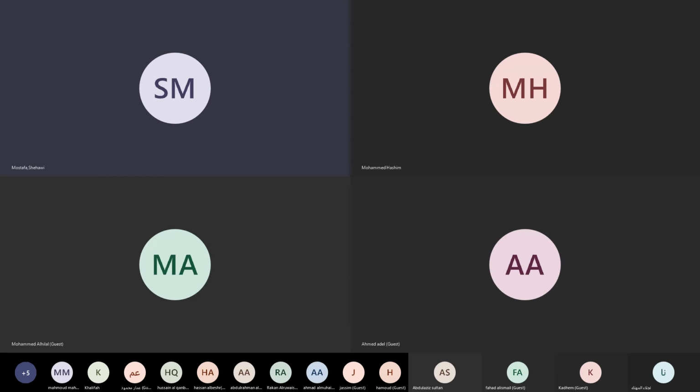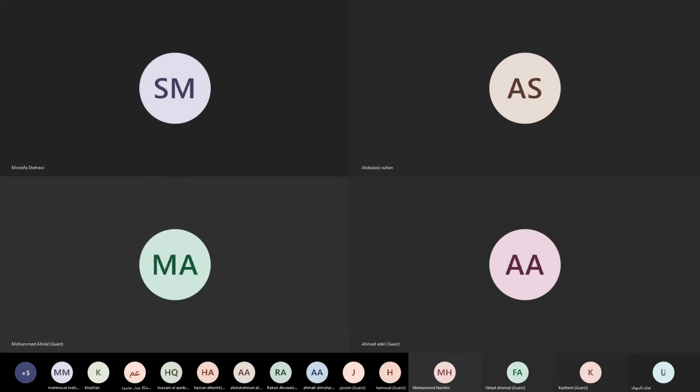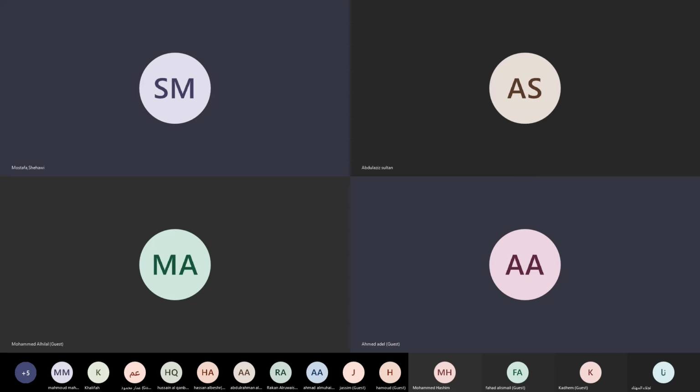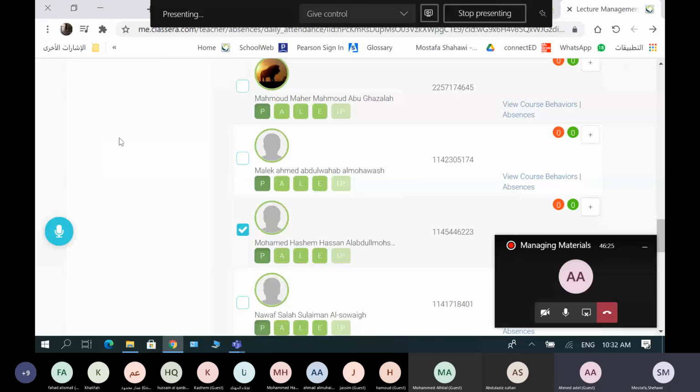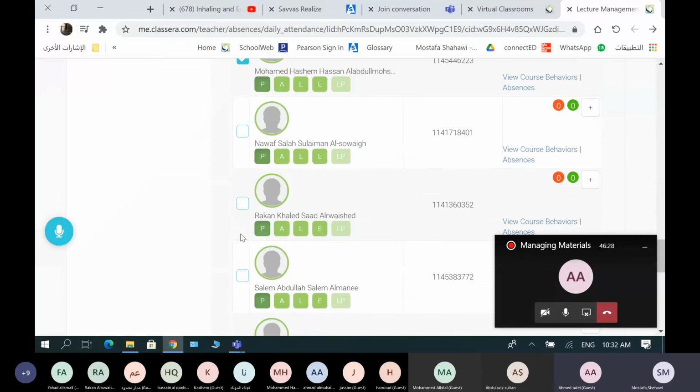This is the capillary, and this is the alveoli, and we have to complete this one. Let me pick someone to answer me. Share the screen. We can't see anything. Okay, sharing. Can you see right now? Yes, yes.